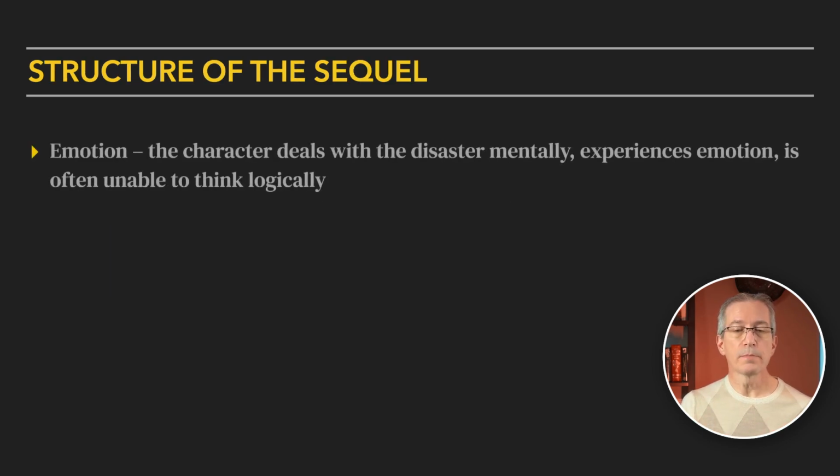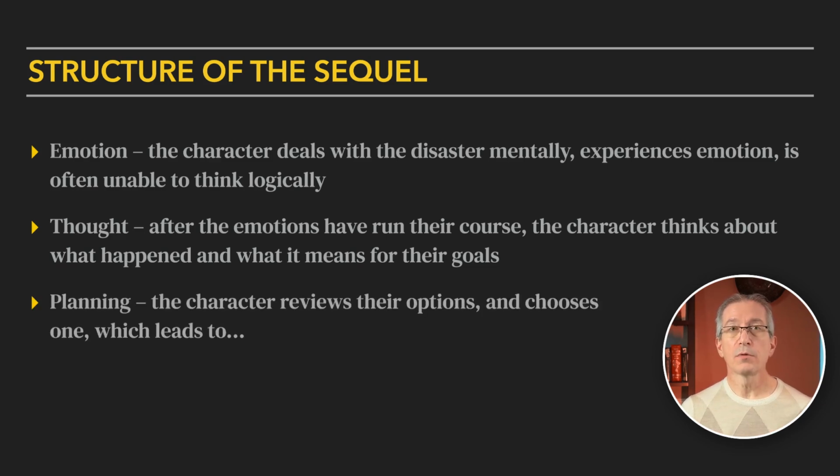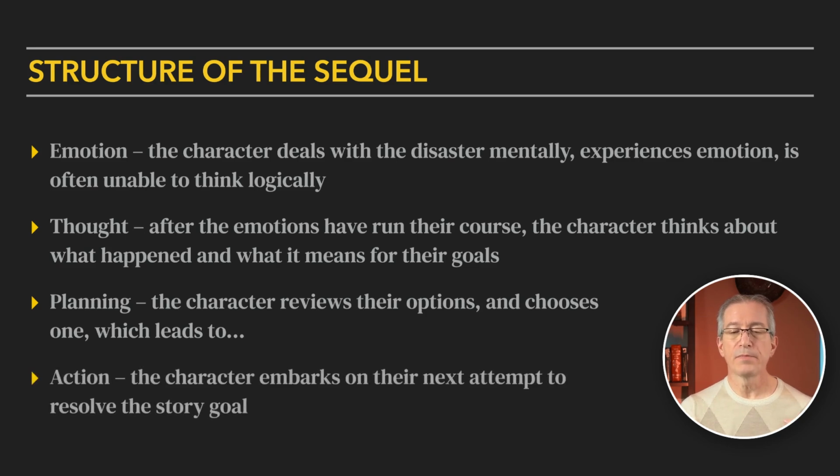So the first one, emotion. The character deals with the disaster mentally. They experience emotion. That's what we do. We're not thinking logically at that point. So we deal with that loss on an emotional level. And then we have thought. After the emotions have run their course, the character thinks about what happened and what it means for their goals. Then we have planning. The character reviews their options. They still have an overarching story goal, and so they have to look at their options now that this disaster has taken place and choose one, which leads to action. The character embarks on their next attempt to resolve the story goal.